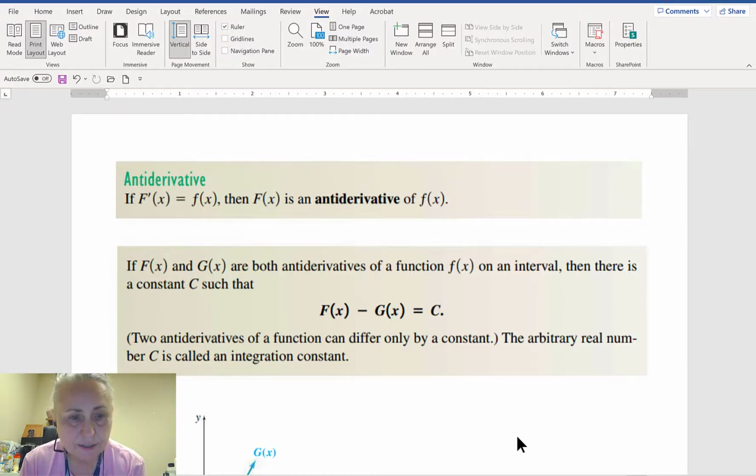Hi, it's Miss House. Before I do some exercises from 7.1, I want to go through the basics of the antiderivatives so that you get an idea of what's going on.